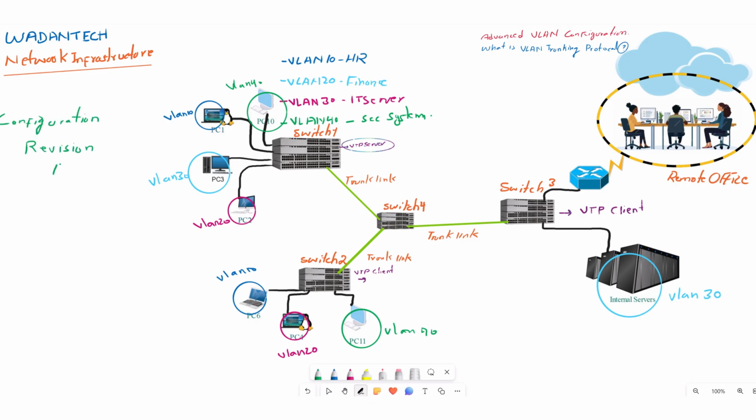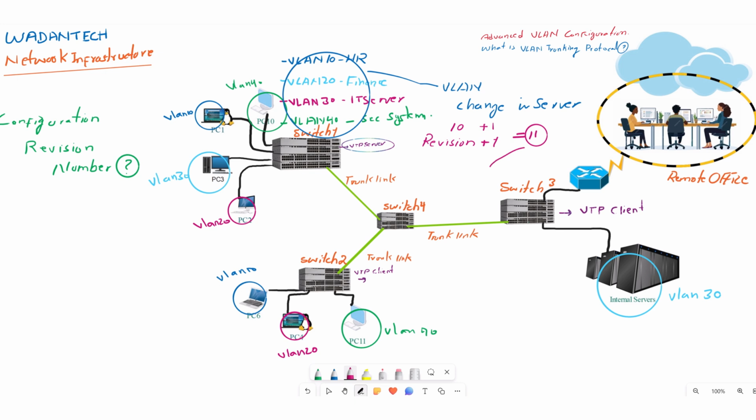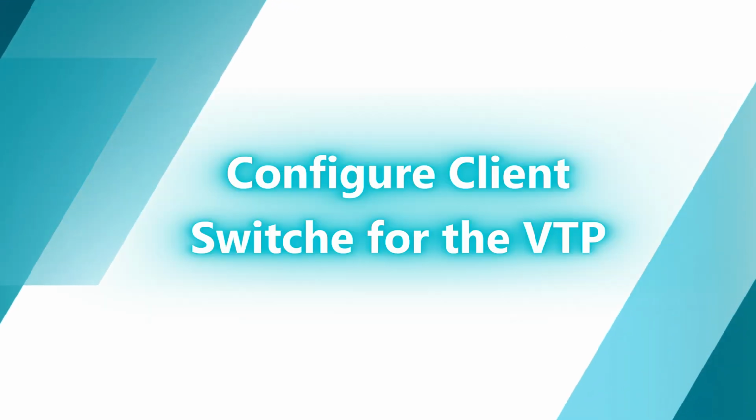What is the configuration revision number? Each time a VLAN configuration is changed on the VTP server, the revision number increases by 1. For example, the current revision number on the server is 10, but when we make changes, this number will increase. Other switches compare the revision number of an incoming VTP update and apply the configuration with the highest revision number. We have been done with the server switch.